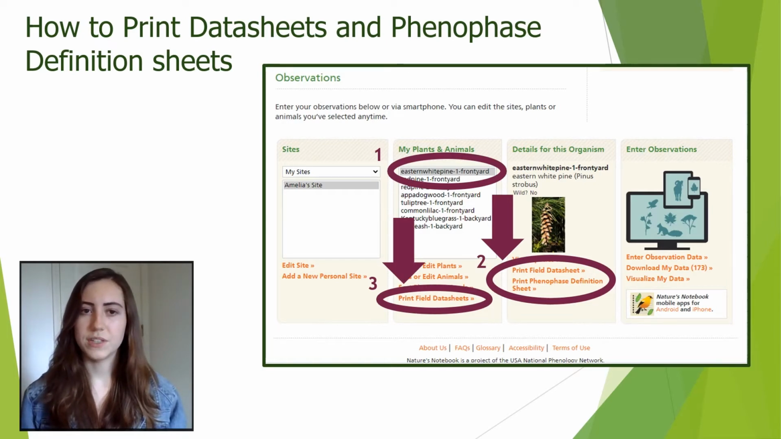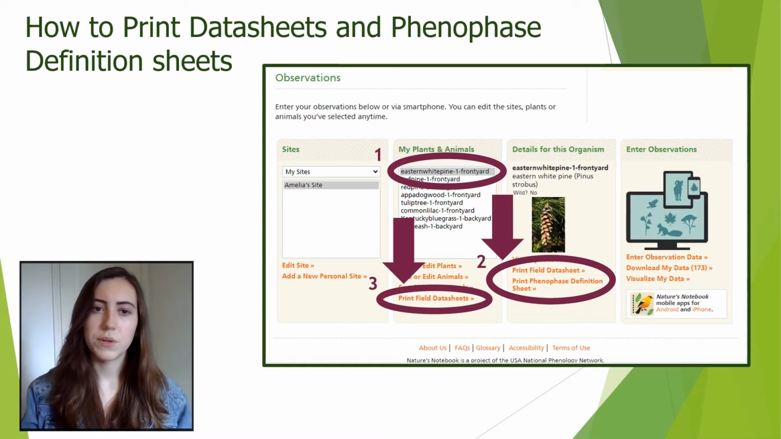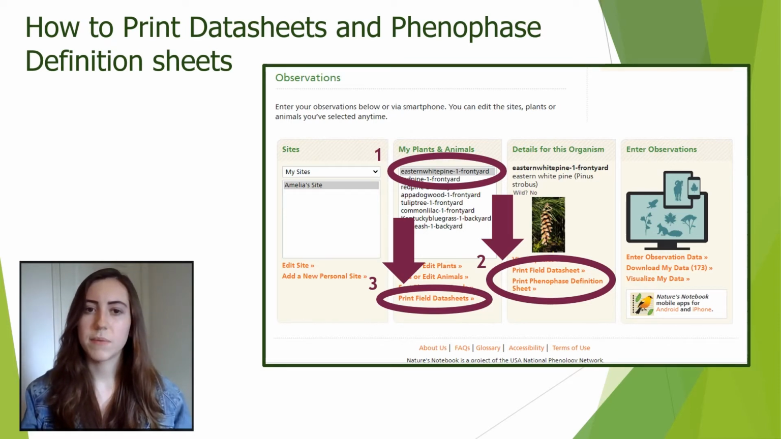Go to your observation deck and scroll to My Plants and Animals. Then click on the plant you want the datasheet for on the list, number 1 in this slide. You will know which plant you selected when, after you click it, it is highlighted in gray. Then move your mouse to the next box to the right of My Plants and Animals.